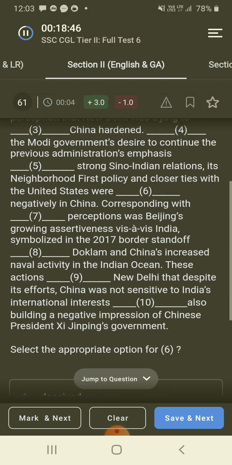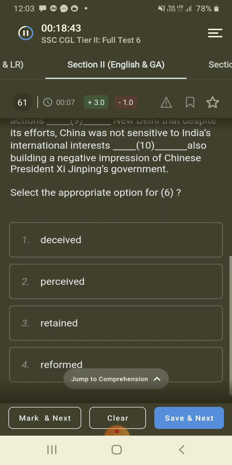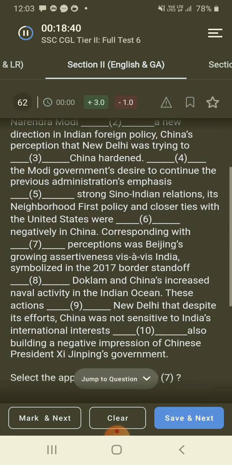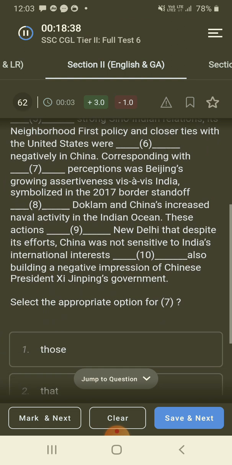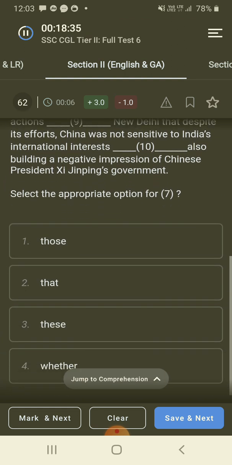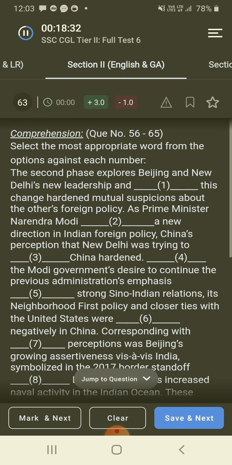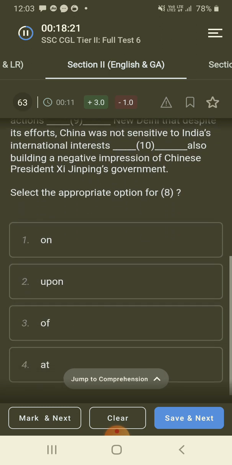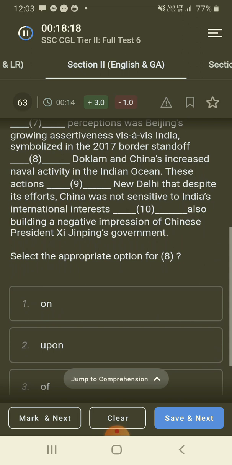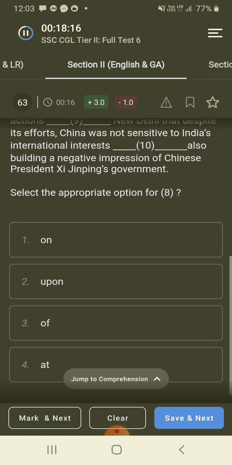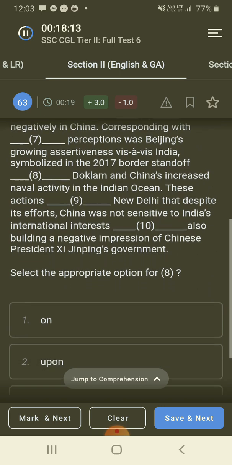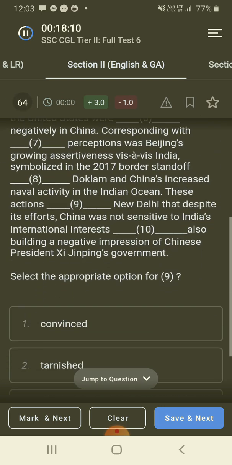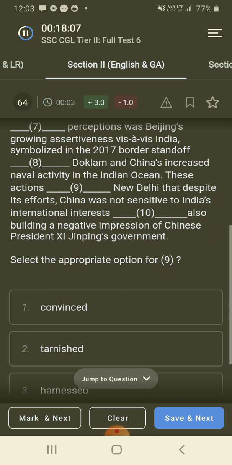Its neighborhood first policy and closer ties with the United States were perceived negatively in China. Corresponding with those perceptions was Beijing's growing assertiveness, symbolized in the 2017 border standoff at Doklam and China's increased naval activity in the Indian Ocean.